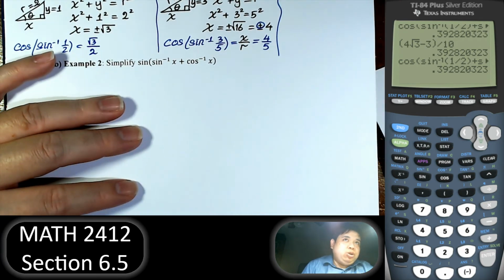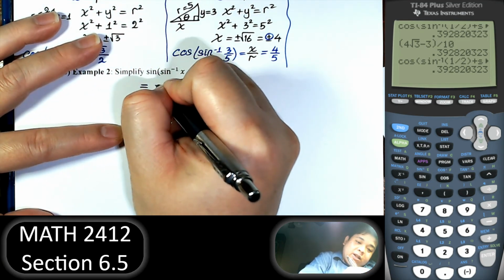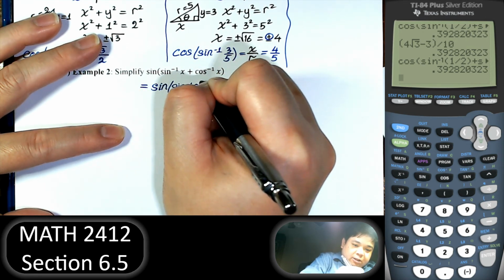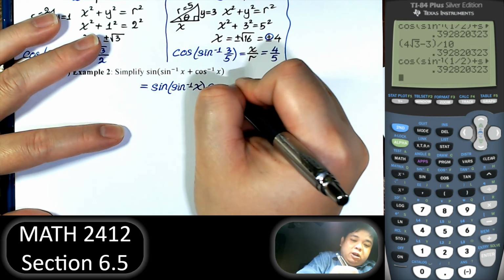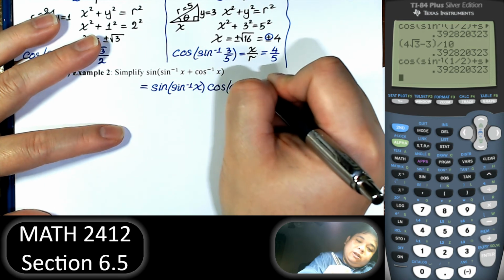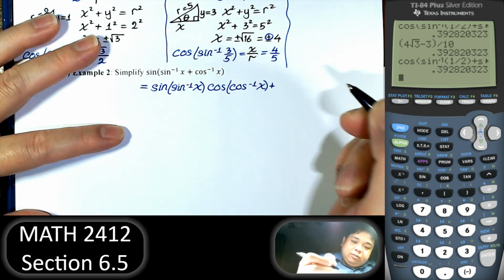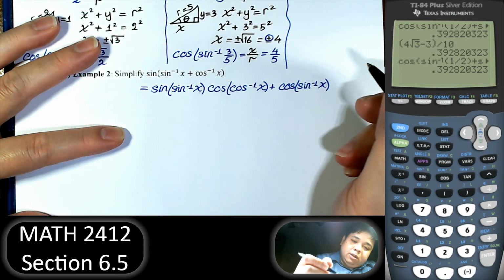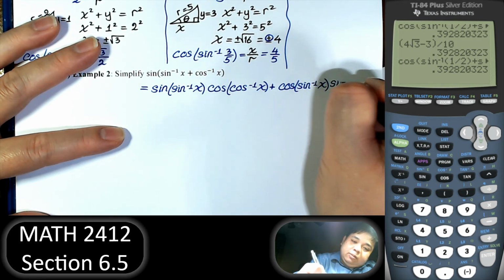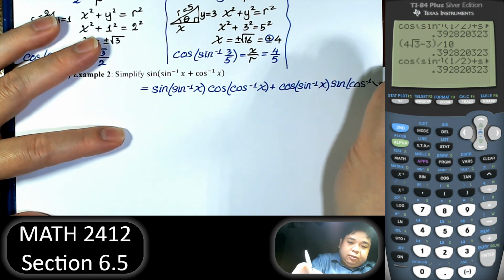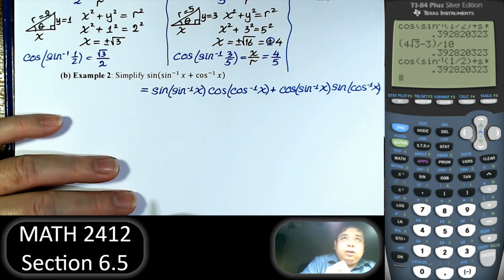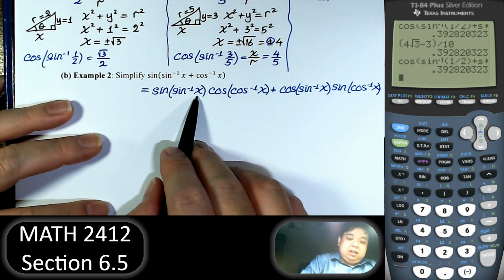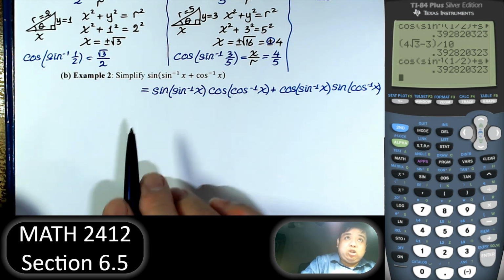Right. Now the next one, we do a similar thing. Sine of a sum: sine of sine inverse of x times cosine of cosine inverse of x, plus cosine of sine inverse of x, and then sine of cosine inverse of x. Right, what do we have here? The sine and the sine inverse, well, that's easy. That cancels out. Cosine and cosine inverse also cancel out. We assume that everything is defined.